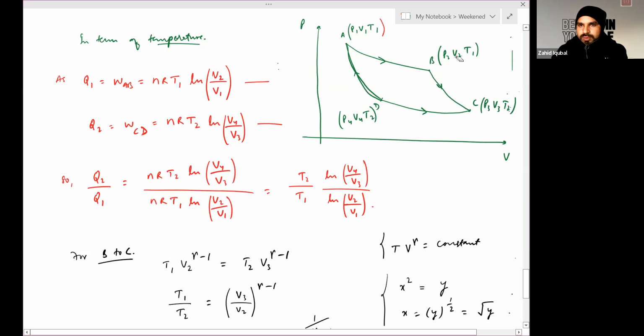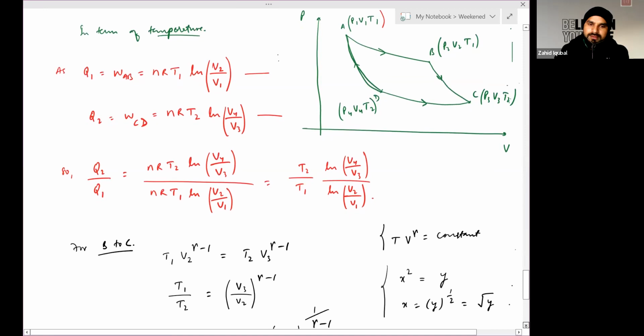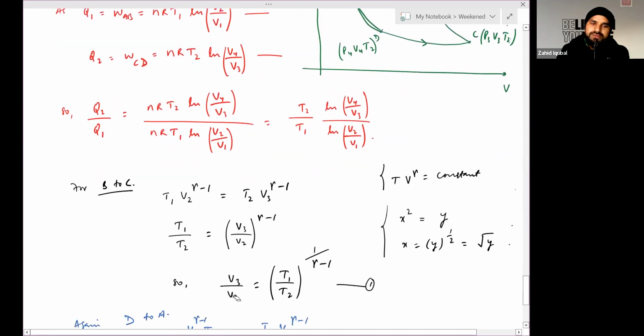At this point, we have volume V2 and temperature T1. So according to this relation, we may write for B, T1 V2 to the power gamma minus 1. And at point C, we have temperature T2, volume V3 to the power gamma minus 1. On rearranging, I have derived V3 divided by V2 equals T1 divided by T2 to the power 1 by gamma minus 1. Saifullah, is it clear?